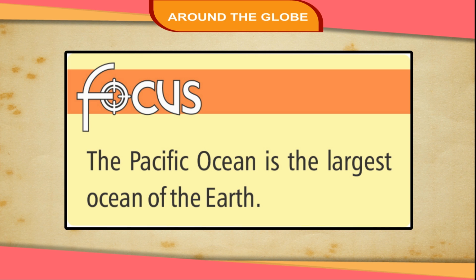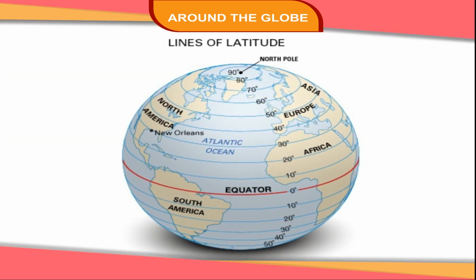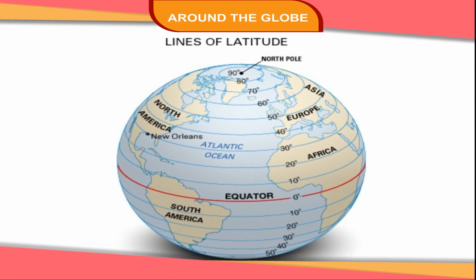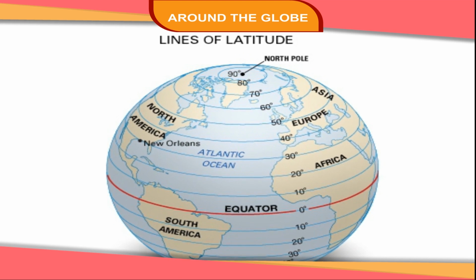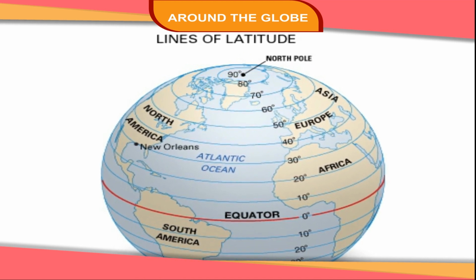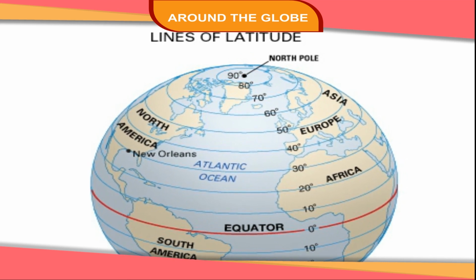Focus. The Pacific Ocean is the largest ocean of the earth. Lines of latitude or parallels. The lines of latitude are parallel to each other. Hence, they are also called the parallels. The parallels are placed at equal distances and they neither touch nor cut each other.